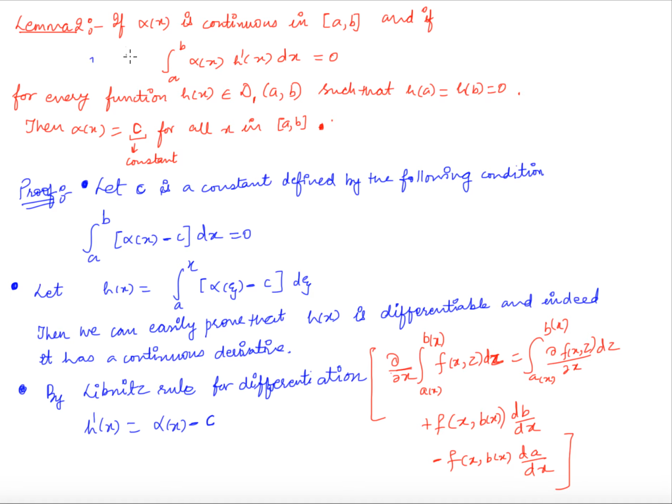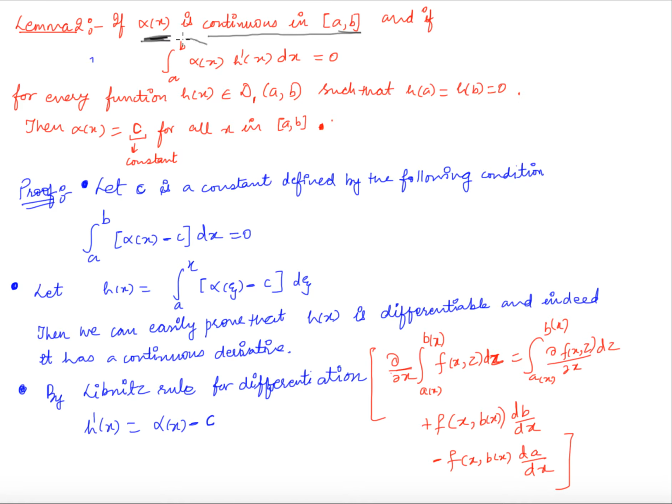Lemma 2 is similar. It again starts with a fixed alpha x which is continuous in the interval ab. And you have an integral of alpha x times h dash x dx equal to 0 for all h. This is the first derivative of hx. In the last lemma hx was continuous, but here we are using the derivative of hx, so we need that the derivative exists. So hx is in D1ab. D1ab is the space of functions where first derivatives of the functions are continuous in the closed interval ab.